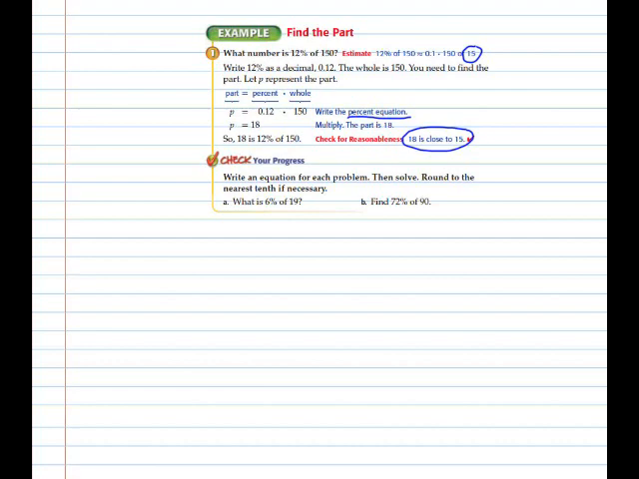Check your progress. In example A, what is 6% of 19? So we're going to do the same as they did. We're going to use p as our variable. We're going to change 6% to a decimal. P to d, 0.06 times 19. So p equals 1.1. In B, find 72% of 90. So again, p equals 0.72 times 90. So p equals 64.8.